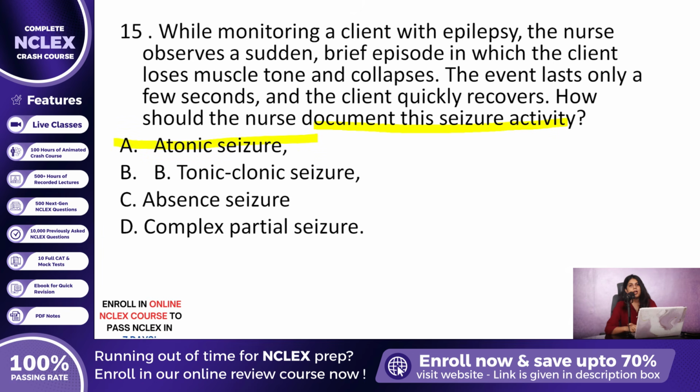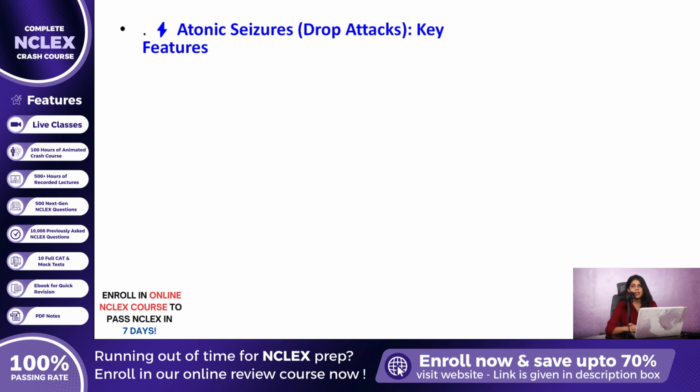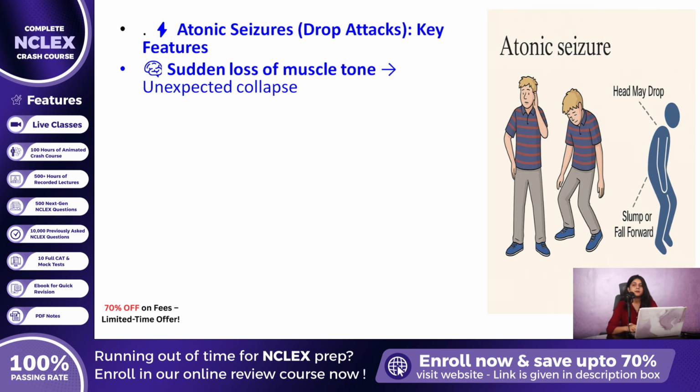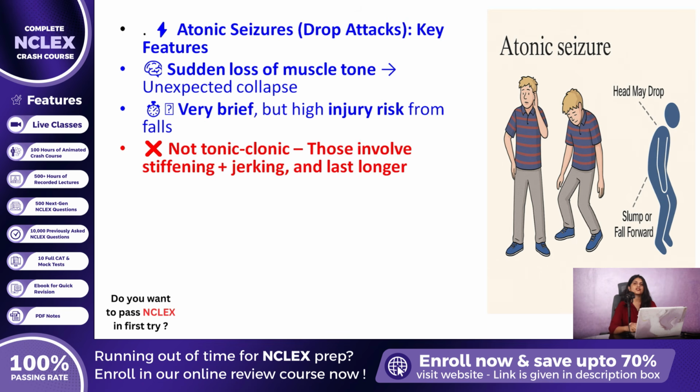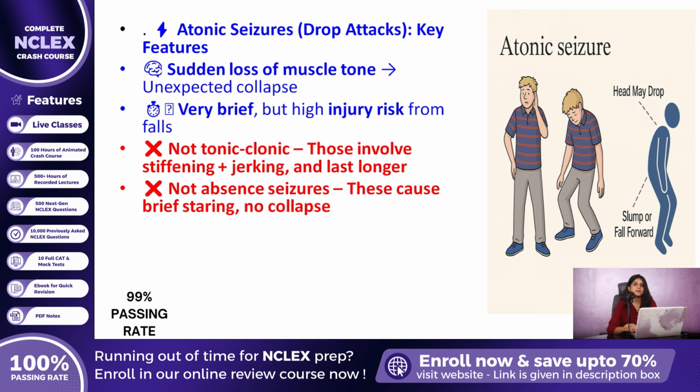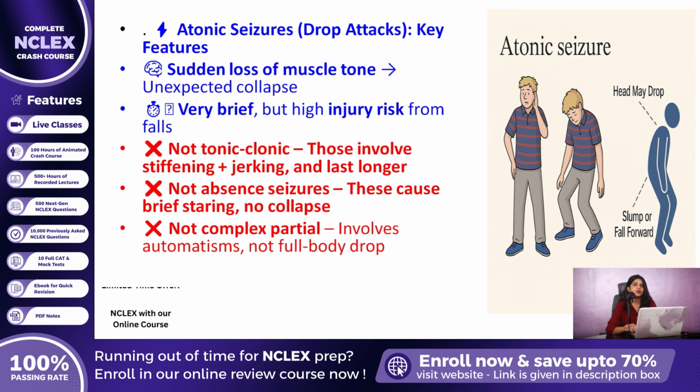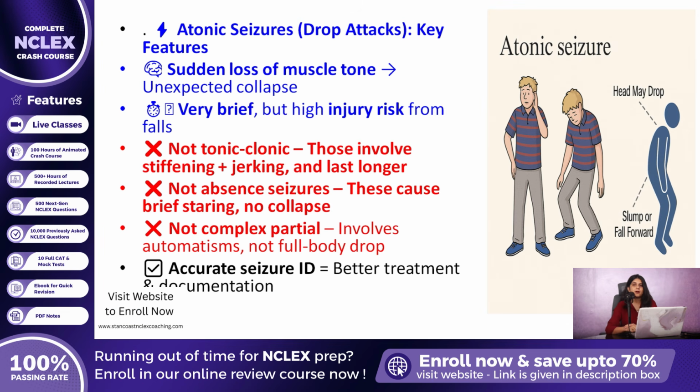An atonic seizure. Atonic seizures, also called drop attacks, are marked by a sudden loss of muscle tone, often resulting in unexpected collapse. They are typically very brief, but pose a significant risk for injury due to the suddenness of the fall. Tonic-clonic seizures involve a sequence of muscle stiffening, followed by jerking, and last much longer. Absence seizures are characterized by brief loss of awareness without falling, and complex partial seizures involve automatisms and altered consciousness, but typically do not include full collapse. Recognizing seizure types accurately is vital for documentation and treatment planning.